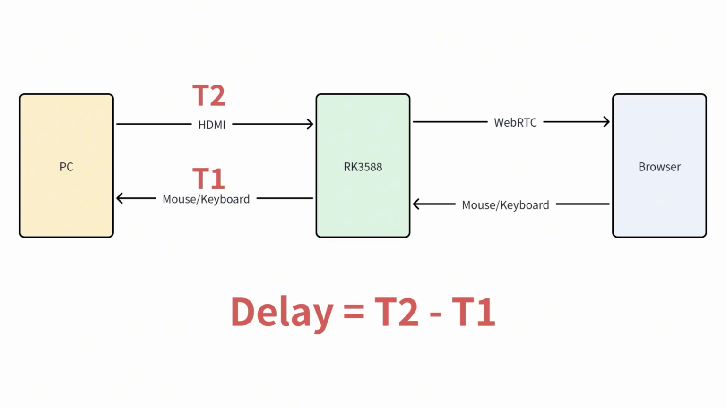The RK3588-based IP KVM system can capture the HDMI signal output by the PC and send mouse and keyboard control signals to the PC via HID. This allows full interception of the PC's input and output. By recording the timestamps of mouse/keyboard operations and the timestamps of screen changes, we can obtain the actual input latency. Of course, during actual calculation, we will exclude some internal processing time and HDMI input latency.